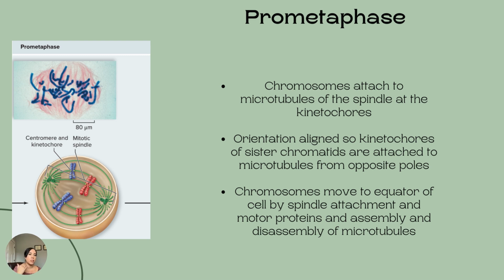But we know what the goal is for those chromosomes: to eventually line up, and that's what they're preparing for. The orientation aligns, so kinetochores of sister chromatids are attached to the microtubules from opposite poles. They are eventually going to line up and move towards the equator, which is the center of the cell, by spindle attachment, motor proteins, and assembly and disassembly of microtubules. So your motor proteins are helping to assemble and disassemble microtubules. That is what happens in prometaphase.